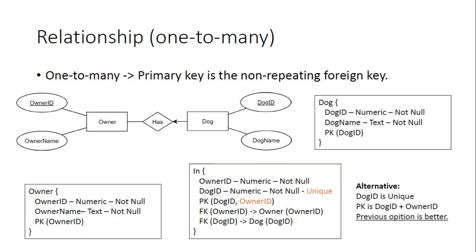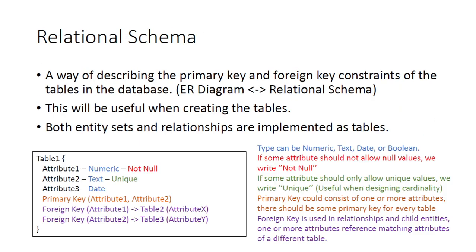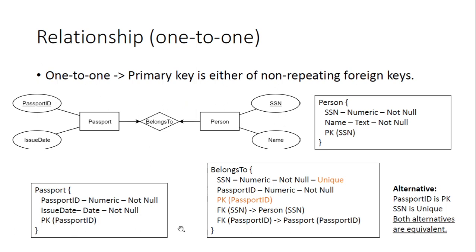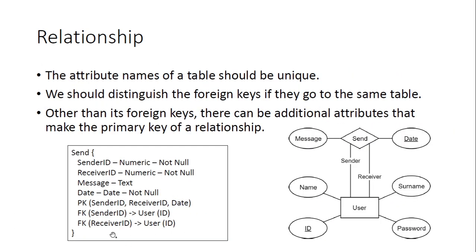So this is something different from before. Let me go back a little. In that case, we had the device as the parent and the second-hand and faulty as the child entities. Since the primary key was a composite one, multiple foreign keys together were referring to this primary key. But in this case these are separate foreign keys, so they are referring to the same table, but they can refer to different entries in that table.